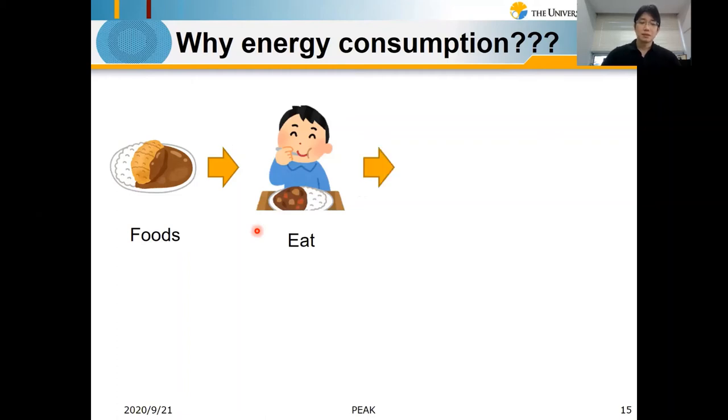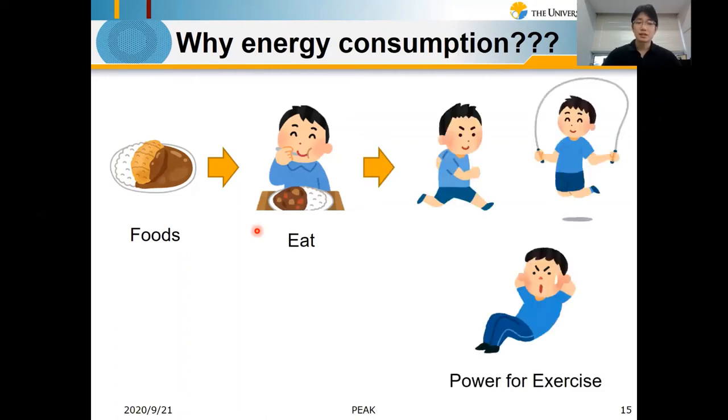Okay, he plays or exercises with this absorbed energy, right? From the food. Of course, he feels hot and sweats like this. This is because the energy converts to heat for his body. Energy conserves. It seems that foods convert to heat.